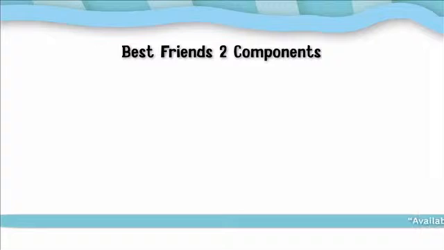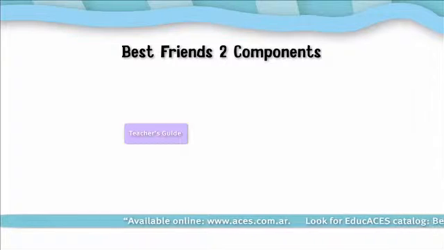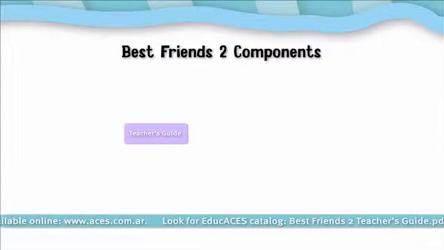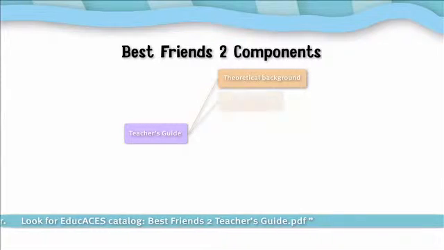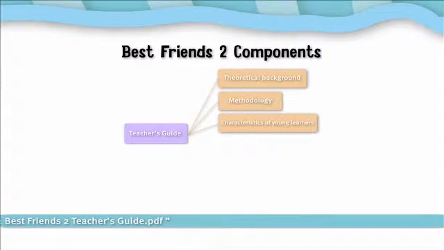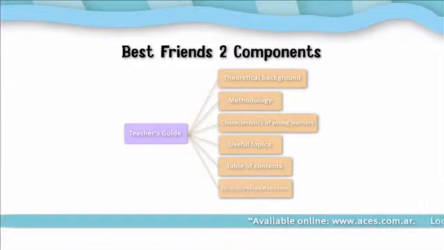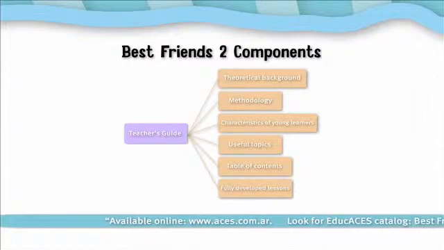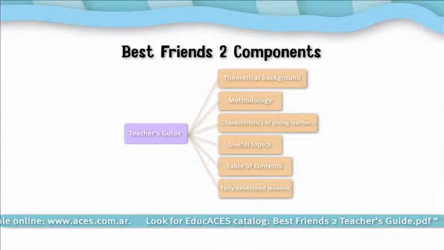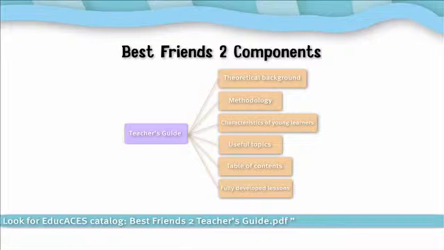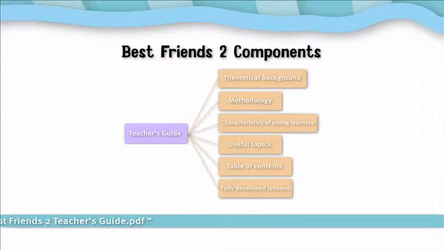Best Friends 2 components. There is a teacher's guide, a student's book, and an audio CD. The teacher's guide is online and includes the theoretical background, methodology, characteristics of young learners, useful topics intended for teachers' development, table of contents, and fully developed lessons that include objectives, target language, receptive language, recycled language, warm-up activities, activity development, extra activities and games, follow-up activities, extension, and audio script.